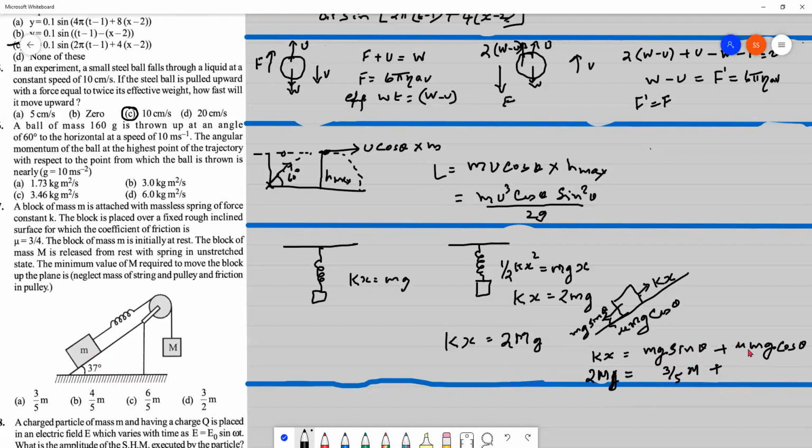Plus this mu is going to be 3 by 4. And G is getting cancelled. Cos 37 is 4 by 5. This will become 4 by 5 m. So this 4 and 4 get cancelled. So this is 3 by 5 m plus 3 by 5 m, that is 6 by 5 m. So 2m is equal to 6 by 5 m. So m should be equal to 3 by 5 m. So this should be the answer.